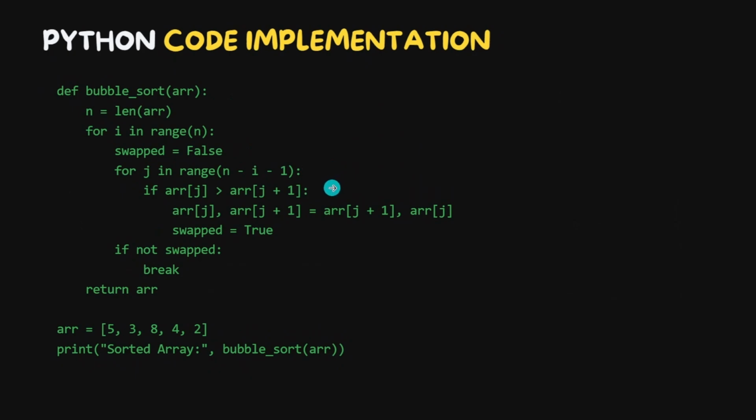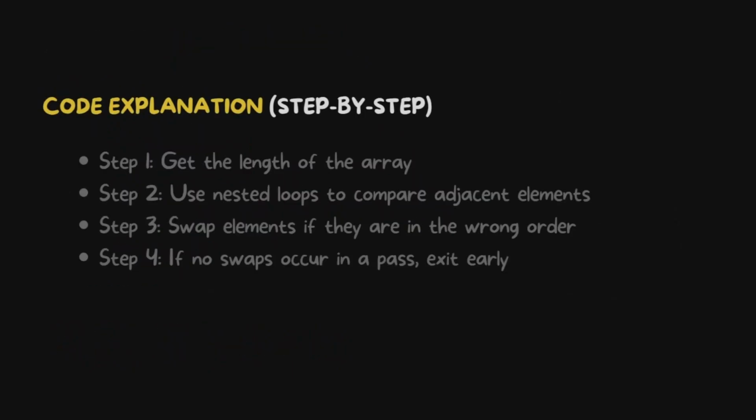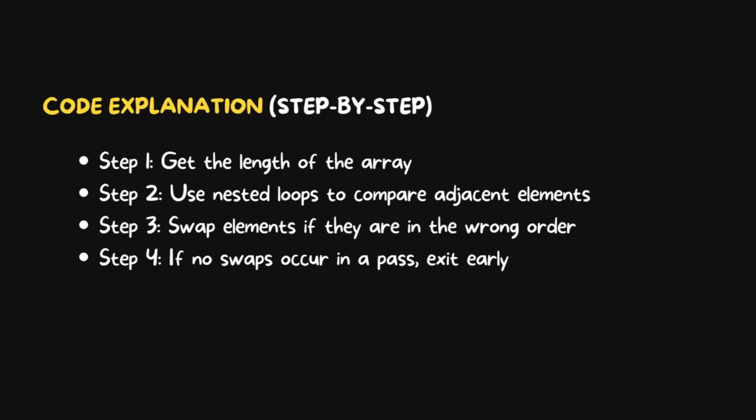In step 5, if array of j greater than array of j plus 1, it swaps the elements if they are in the wrong order. In step 6, if not swapped, it is an optimization condition. It stops early if no swaps occur. This makes the algorithm slightly faster when the list is already sorted. So this is the explanation which I gave for that code.